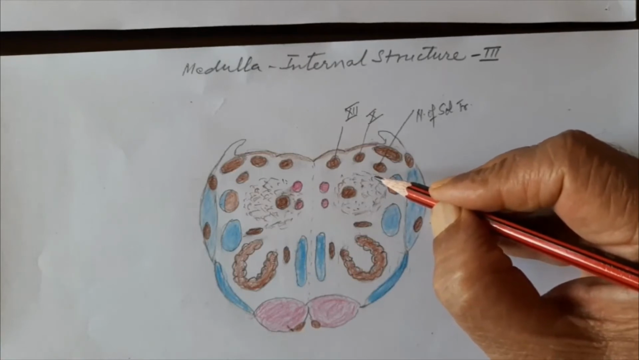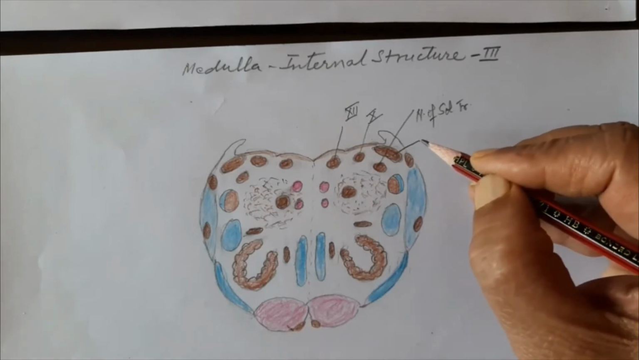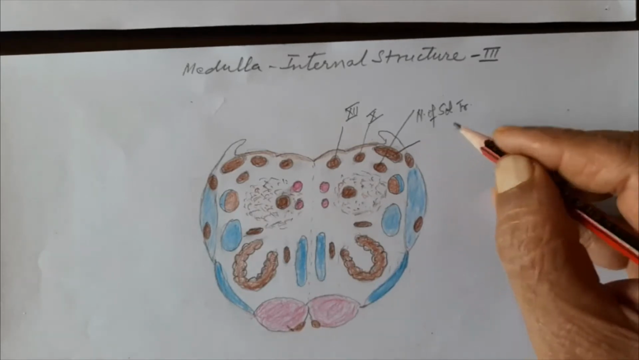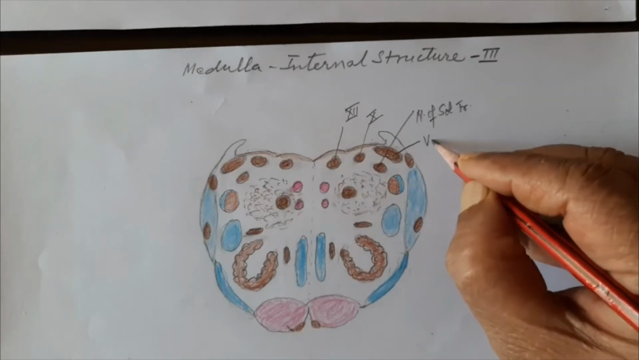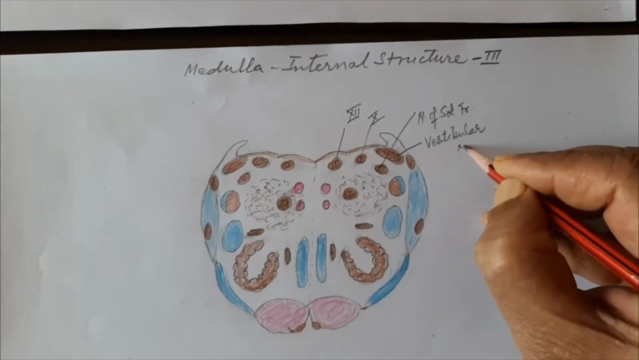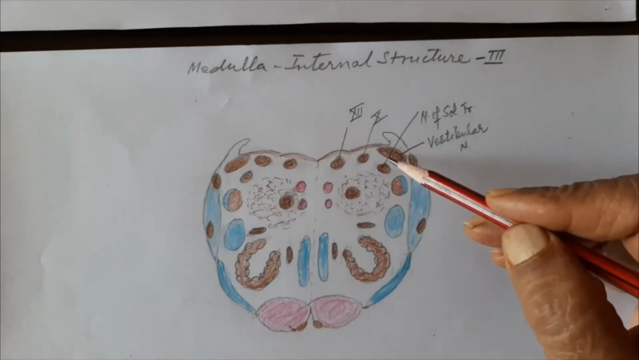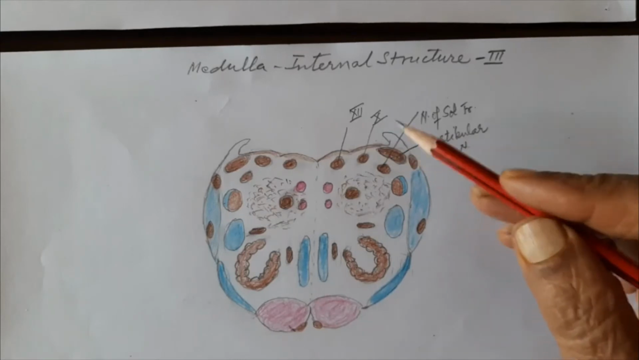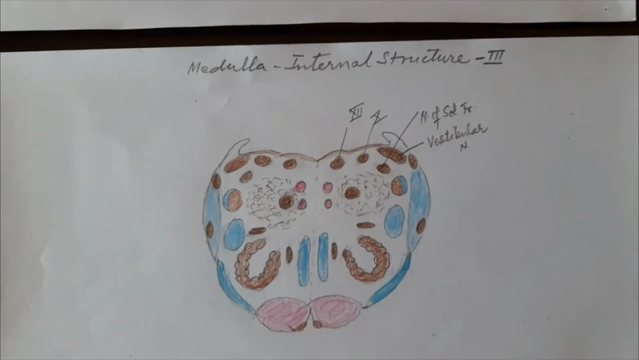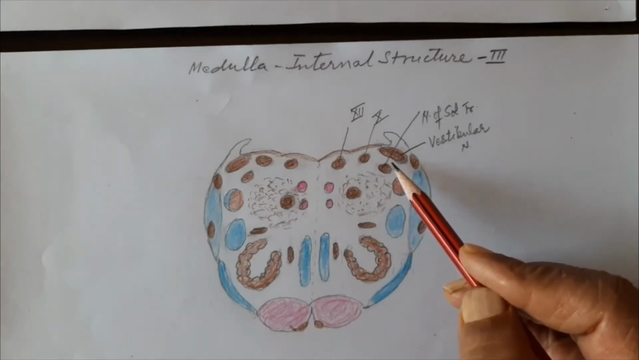Still lateral to this, the lowermost part of the vestibular nucleus is seen. The vestibular nucleus is quite large, and this is its lower part in the medulla, because it will extend into the pons also. At the pontomedullary junction the width will increase and it will extend into the pons. So this is the lowermost part of the vestibular nucleus.